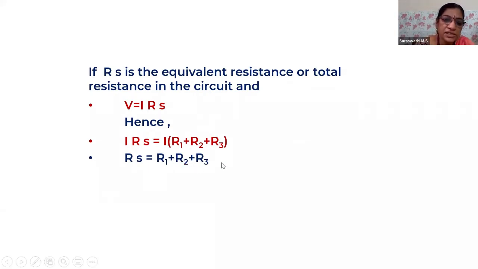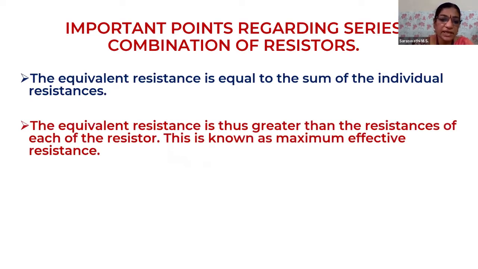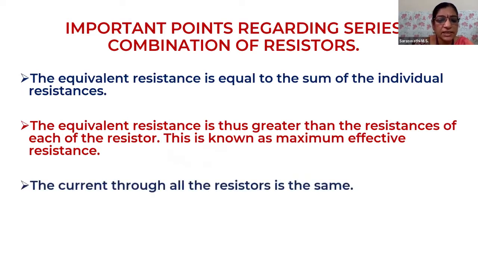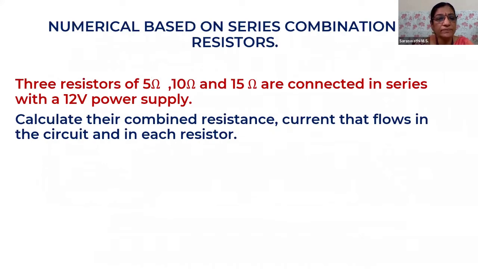The equivalent resistance is equal to the sum of the individual resistances. The total resistance in a series circuit will be greater than each of the individual resistances. It's always greater than the resistance of each resistor. This is known as the maximum effective resistance. Current through all the resistors is going to be the same. So these are all the important points regarding a series circuit. The potential difference across each resistor is going to be different.